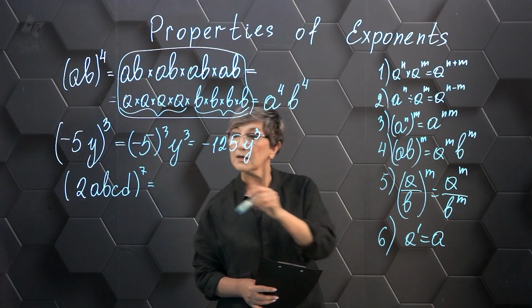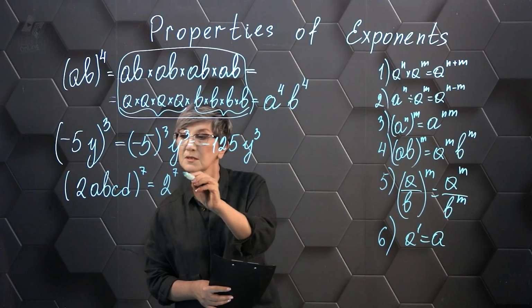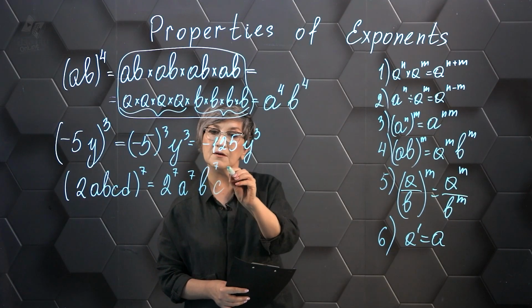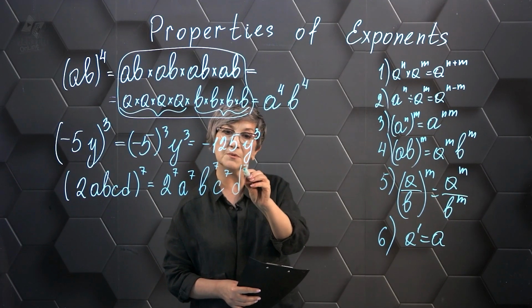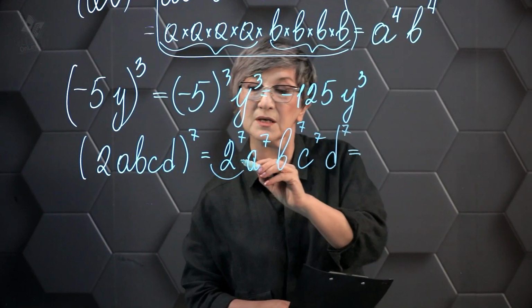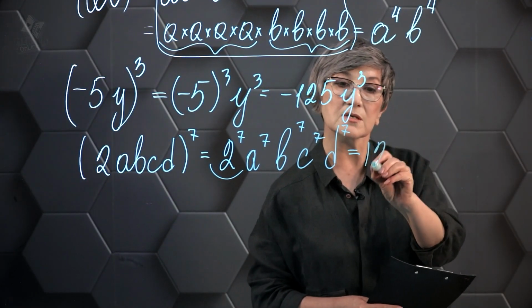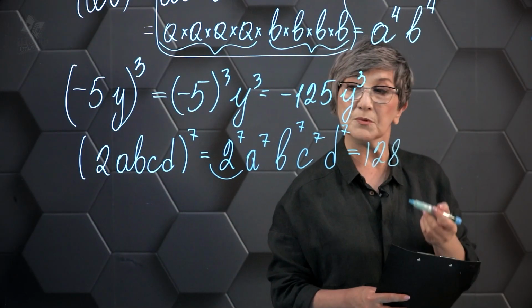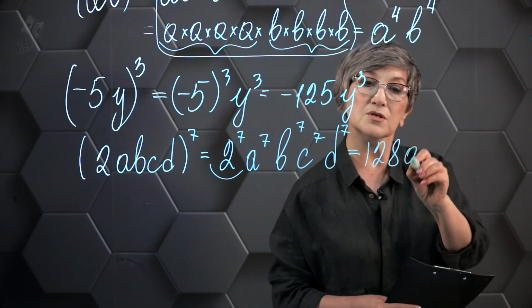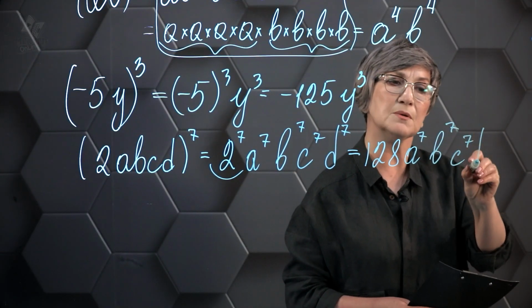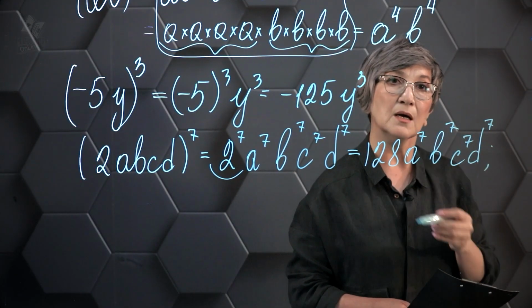And then I'm going to write down 2 to the power of 7, a to the power of 7, b to the power of 7, c to the power of 7, and d to the power of 7. We can find the value 2 to the power of 7. That's the number 128. And that gives us the answer: 128 a to the power of 7, b to the power of 7, c to the power of 7, and d to the power of 7.